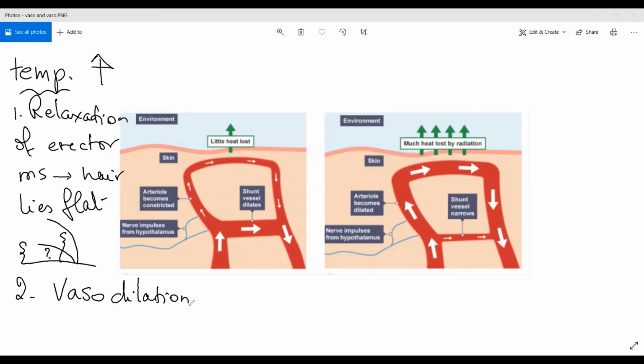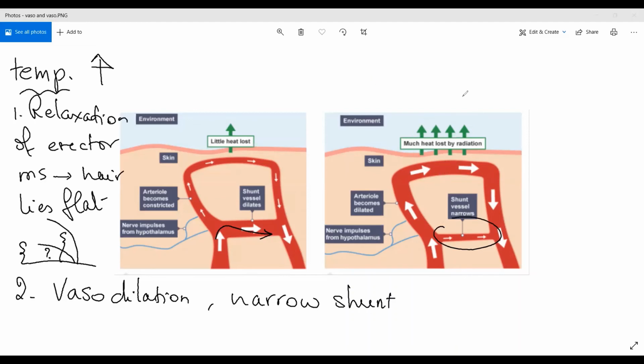Is it dilated? Be careful, the shunt is open so the blood can pass to the capillaries, like this. It is narrow. Okay, yes, of course, it becomes narrow. Thank you, Veronica. Abdelrahman, thank you. So the blood will, let more blood enter the capillaries, so heat is lost by radiation.